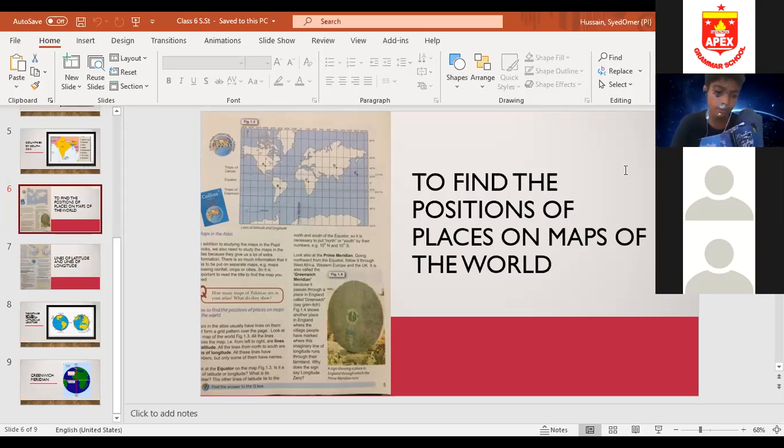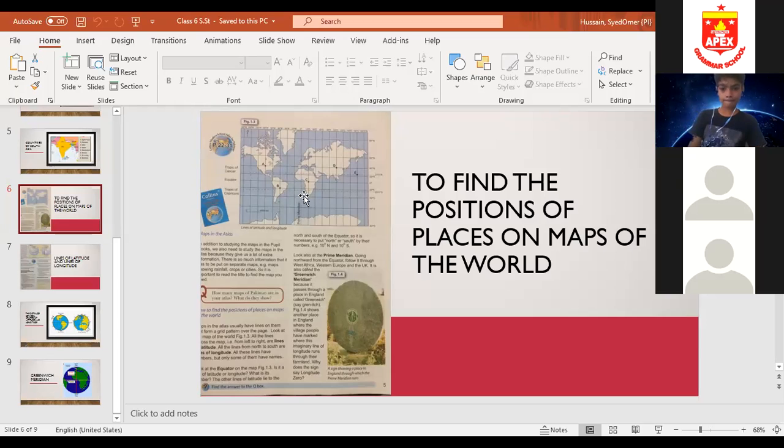Okay, look at this map. Now this prime meridian is running along the line of longitude. At which degree? 0 degree. It is running along the line of longitude, and it is meeting 0 degree. So this is called the prime meridian.